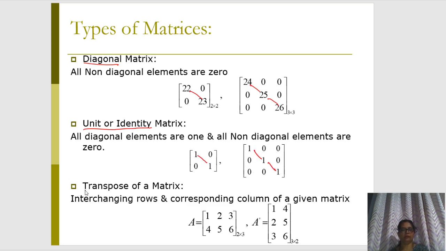Then transpose of a matrix. Transpose of a matrix means row changes to column. Now here 1, 2, 3, this is the row. Now this changes to column 1, 2, 3. In this way, second row is 4, 5, 6. We write down second column as 4, 5, 6. Now here order is 2 by 3, it changes to 3 by 2.